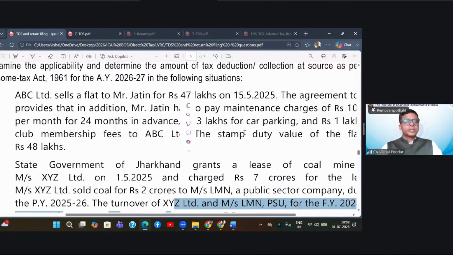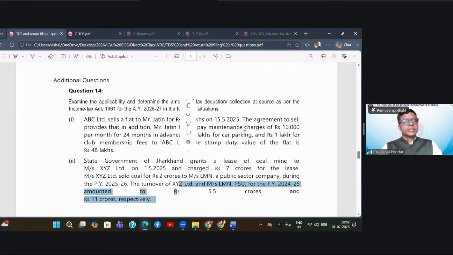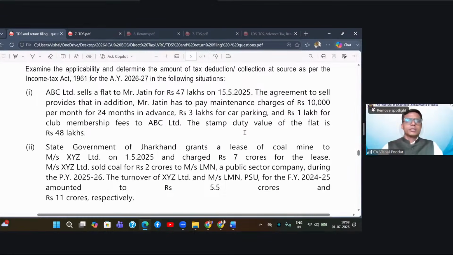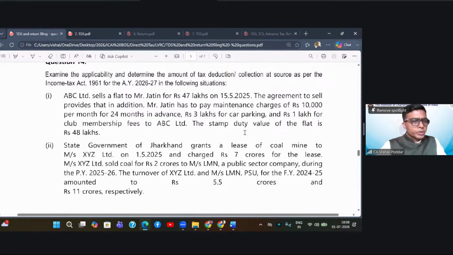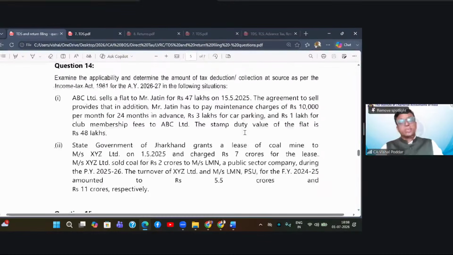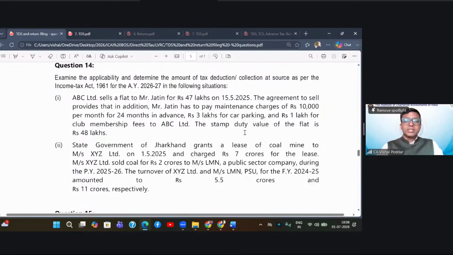So again, I have mixed the questions: TDS, TCS, advanced tax, returns. As it will happen in the exam also, you have to identify firstly which chapter the question belongs to, then what is the relevant section or sections, and then finally recall those sections and apply them and derive the answer. So let me start.